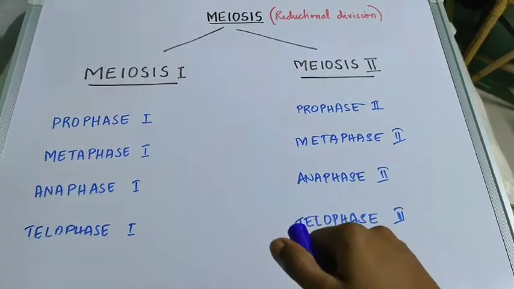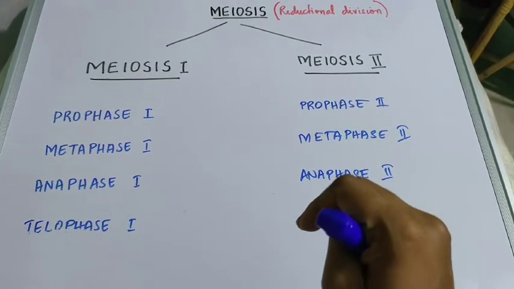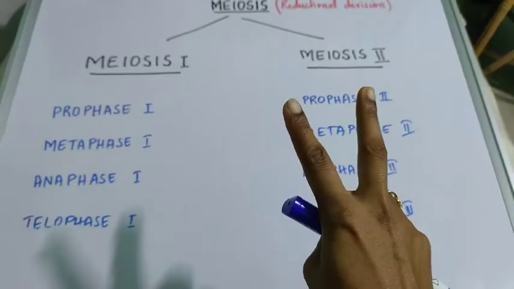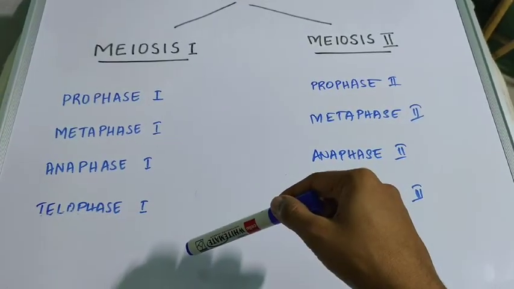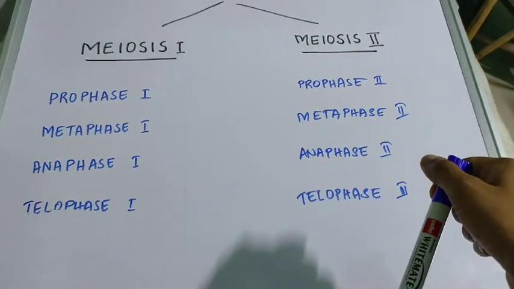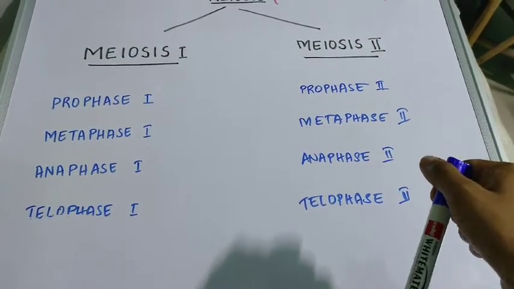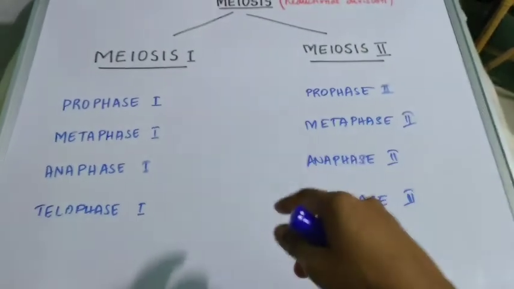But here, in case of meiosis, two sets of karyokinesis and cytokinesis are there. Two sets. That is why meiosis 1, with one set of karyokinesis and cytokinesis, and meiosis 2 with the second set of karyokinesis and cytokinesis. Okay, the entire meiosis process has been divided into meiosis 1 and meiosis 2.